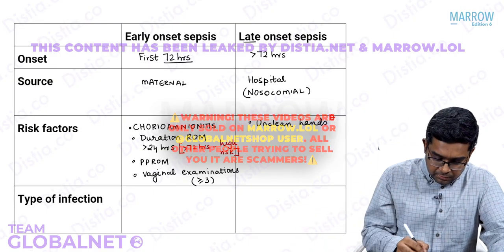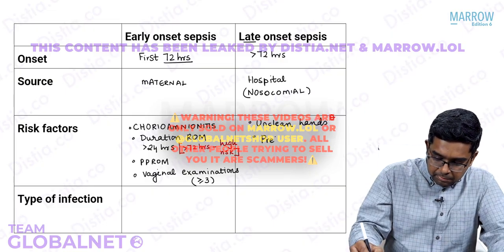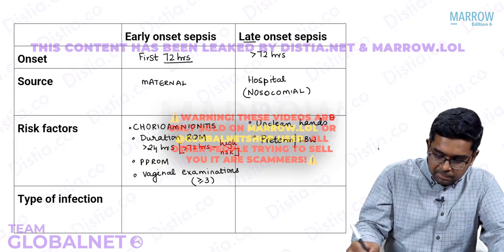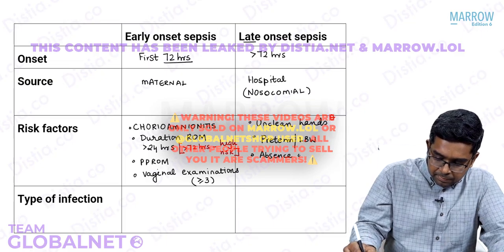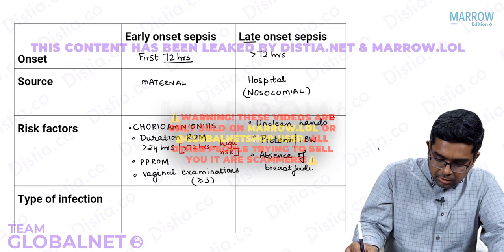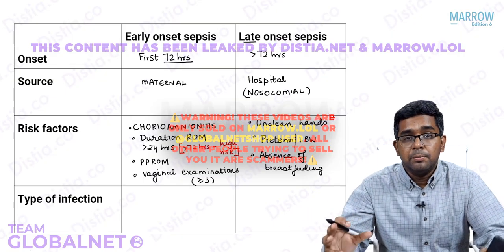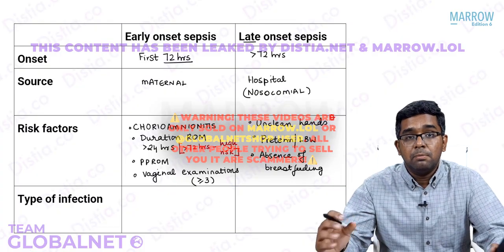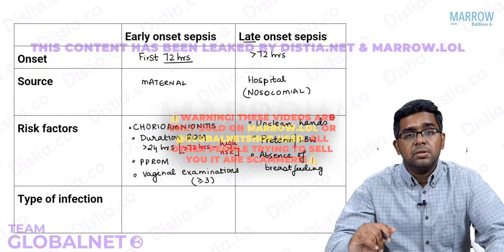Okay. The other risk factors would include a baby being born as a preterm baby or born as a low birth weight baby. Even absence of breastfeeding is considered as a risk factor. We all know that breastfeeding contains a lot of immunocompetent factors and cells like antibodies, which will help in combating infection. So absence of breastfeeding by itself is a risk factor for late onset sepsis.